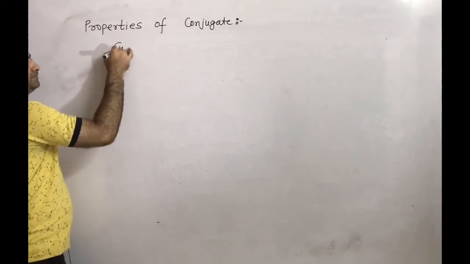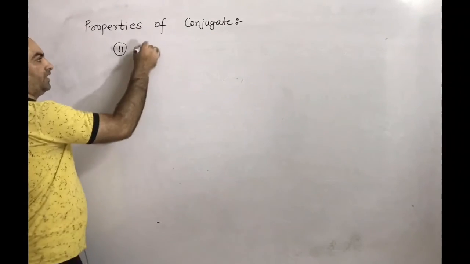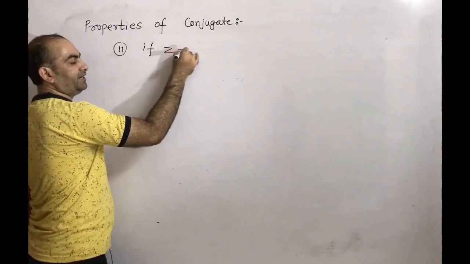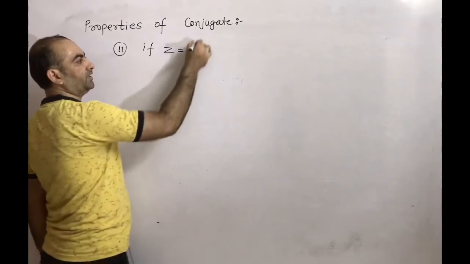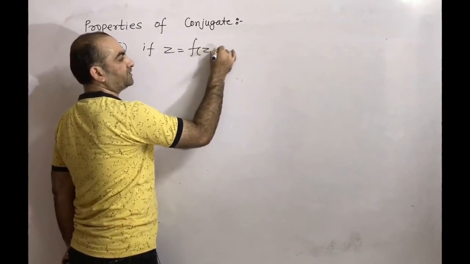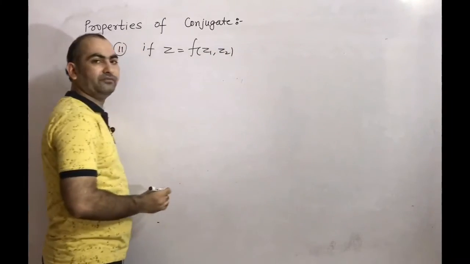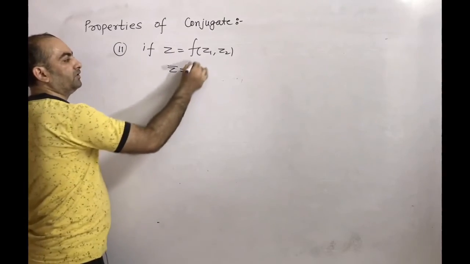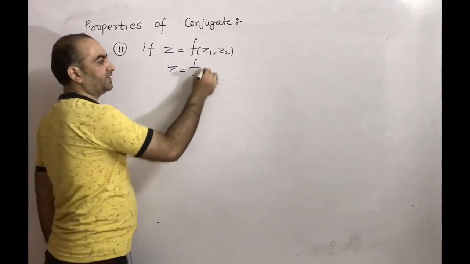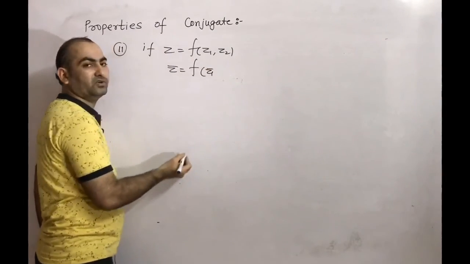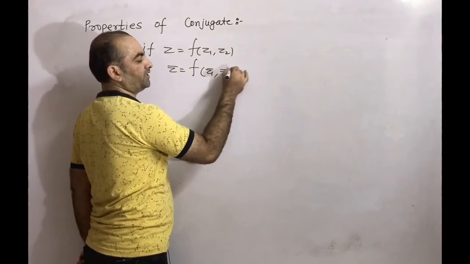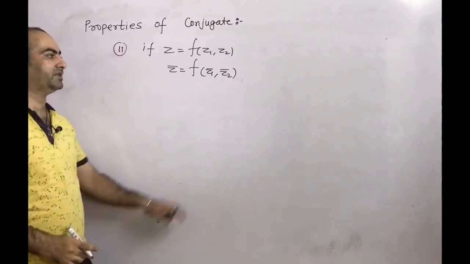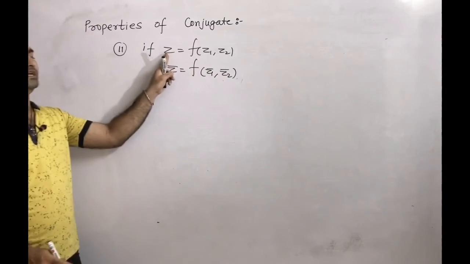And the last property is what? Property number 11. In this one, if a function is there, z in terms of z1 and z2, okay, f is what? In terms of z1 and z2. Now from here, if you want to find out z bar, so for finding z bar, what you will do? We have to replace z1 with z1 bar and z2 with z2 bar. Okay, instead of z1 we are writing z1 bar, instead of z2 we are writing z2 bar. So this is what z and this is what z bar.